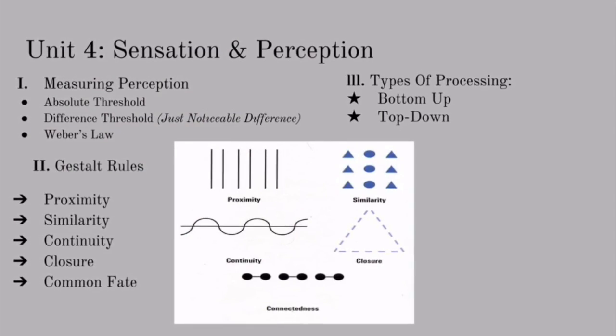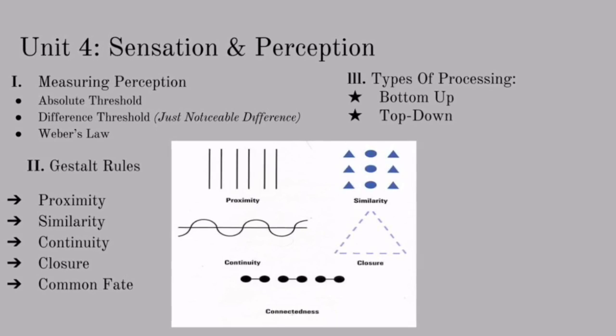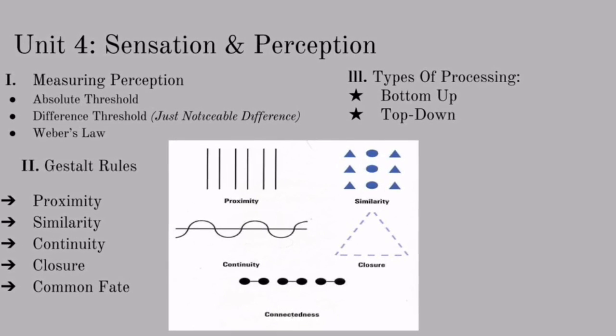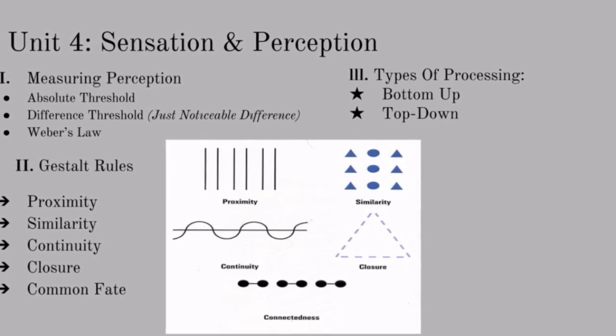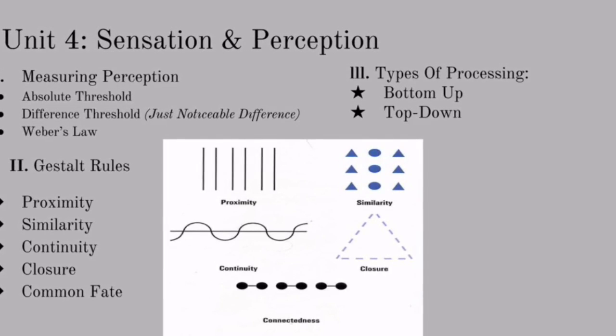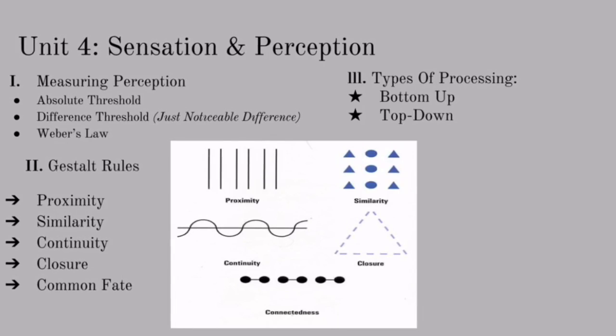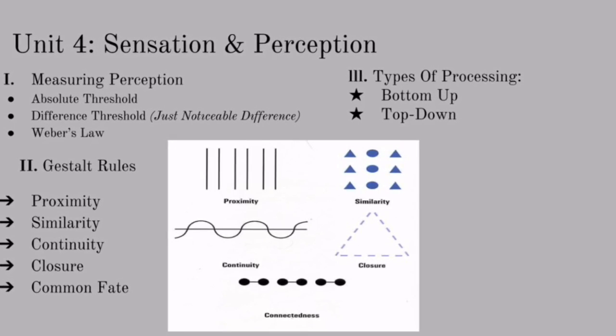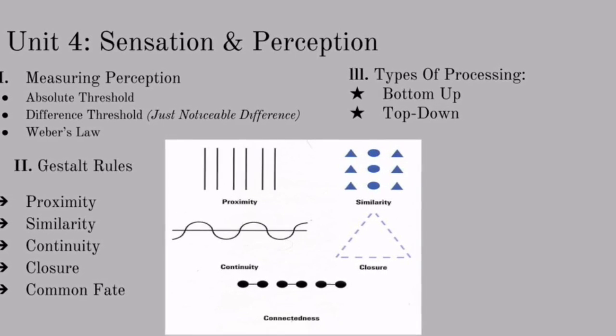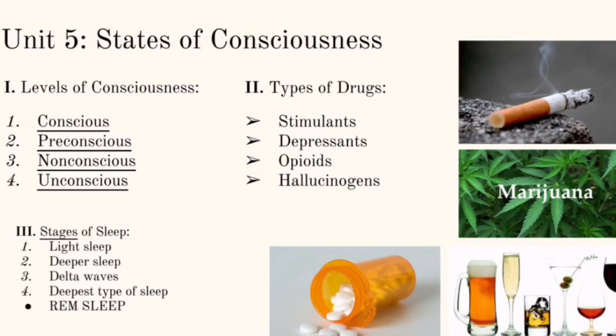To move on to sensation and perception, we can talk about measuring perception. You can measure it through absolute threshold, the just noticeable difference, and Weber's law. According to Gestalt's rules, we can group things in different ways. We can group things through proximity, similarity, continuity, closure, and common fate. There are also different ways of processing: bottom up and top down.